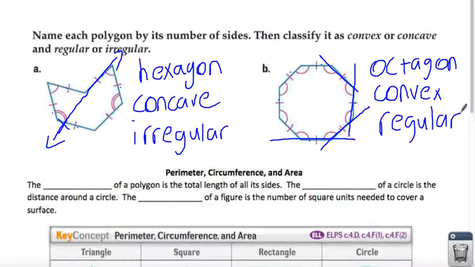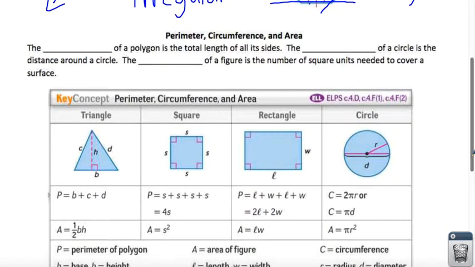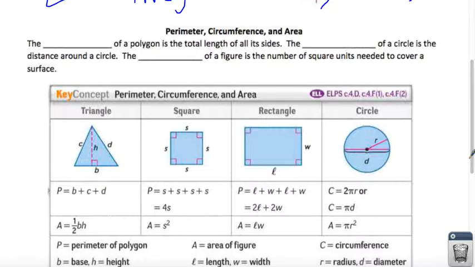So some more things about two-dimensional figures is they have either a perimeter, an area, or a circumference. So the perimeter of a polygon is the total length of all its sides. So that's when you add up all the sides. Since a circle is not a polygon technically, because a circle is formed with a curve, it doesn't have a perimeter, but it has a circumference. And then the area is the total amount of space that a figure takes up.